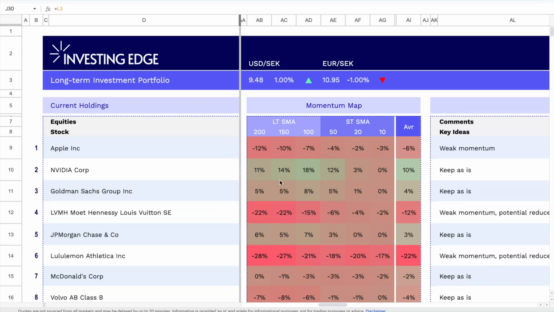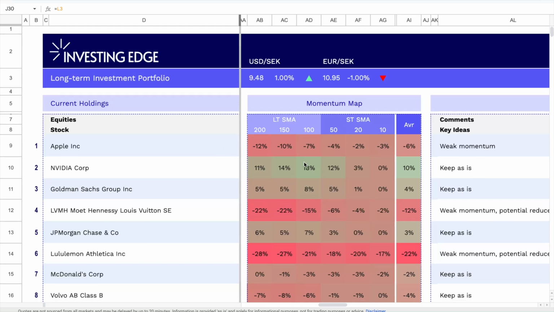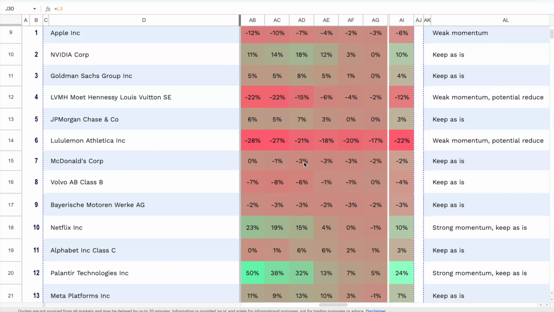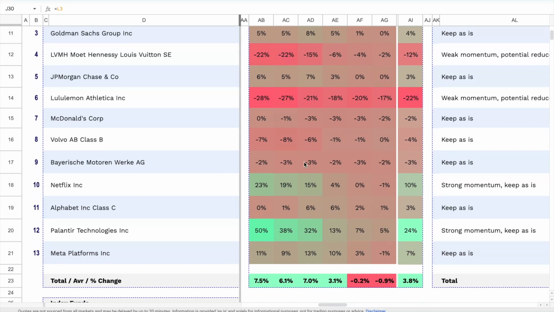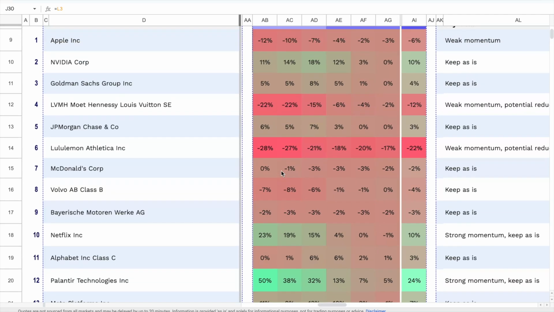And I've basically done this with all of the stocks in this fictional portfolio. So you can see the relative momentum of all these stocks and see which stocks have the best momentum. In this case, we can see clearly, in green, is Palantir Technologies. Its stock price is, for instance, 50% above the 200-day moving average.